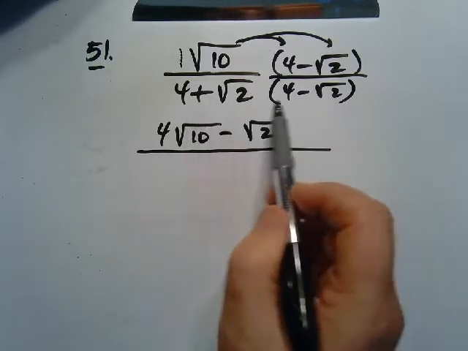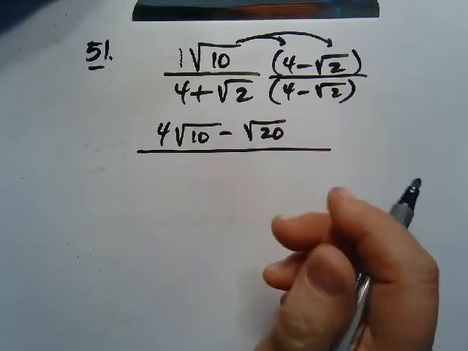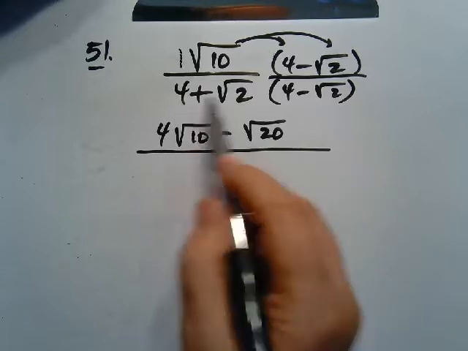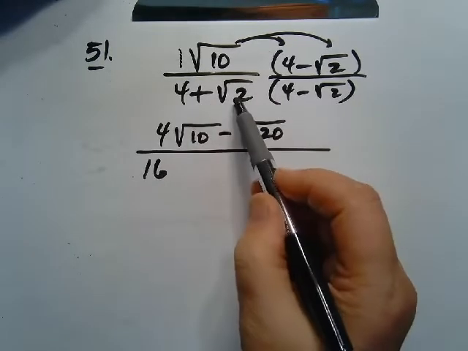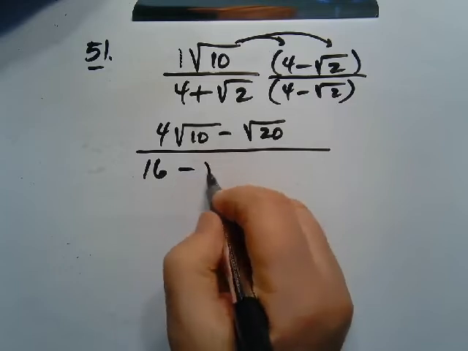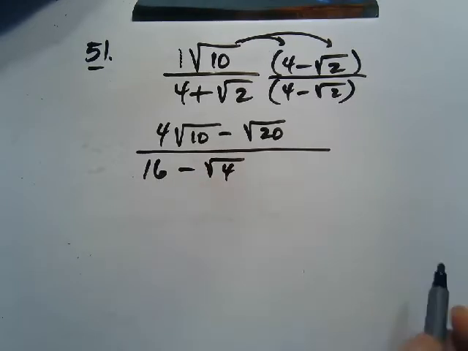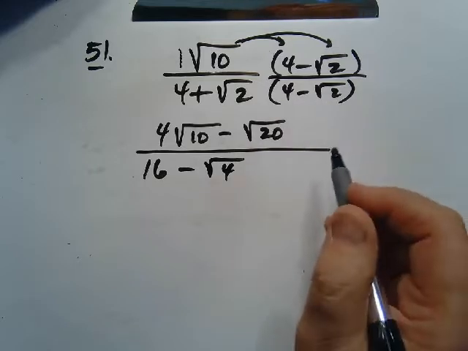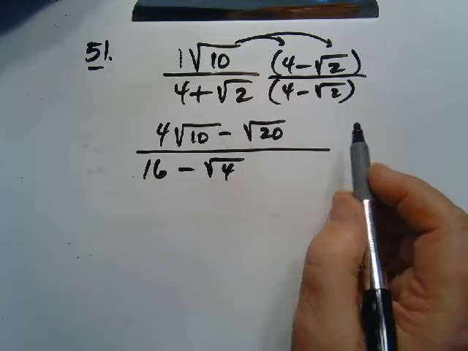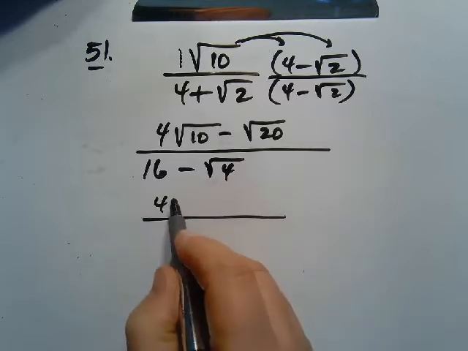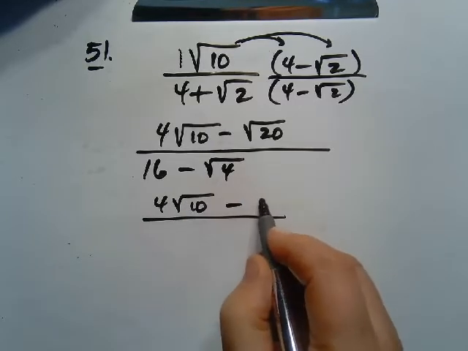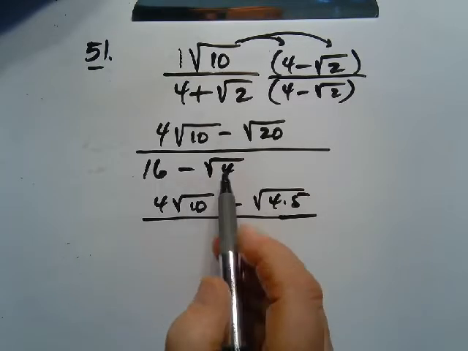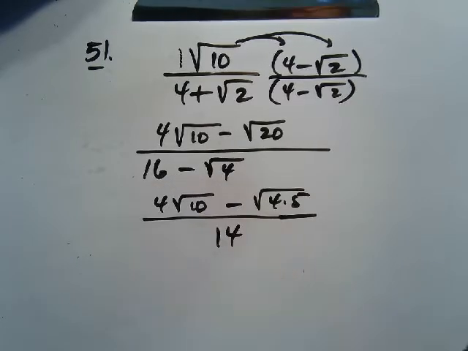Now in the denominator, because these are conjugates, we know the middle terms are going to go out. So I'm not even going to bother multiplying O and I. I'm just going to multiply first and last here. So 4 times 4 is 16. And root 2 times a negative root 2 is a negative root 4. I didn't even bother to worry about the middle terms. All right, this on the top here is, let's see, that's 4 times 5. And on the bottom, the square root of 4 is 2, so 16 minus 2 would be 14.